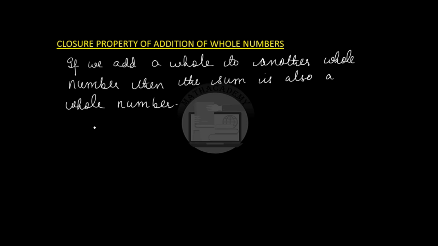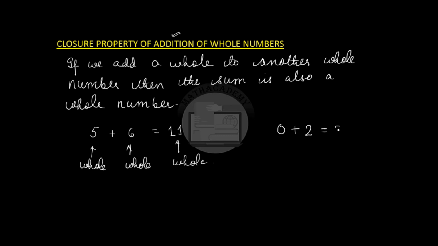So if I take the whole number say 5 and I try to add it to another whole number 6, I get the result as 11. So 5 is a whole number, 6 is a whole number, and when I try to add two whole numbers, the sum, which is 11, is again a whole number. And hence closure property holds good for addition of two numbers. You can take any two numbers. You take 0, try to add it to 2, you get a 2. So 0 is a whole number, 2 is a whole number, and their sum together, which is 2, is again a whole number.